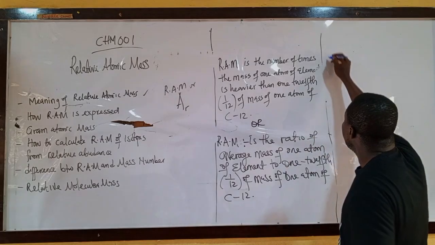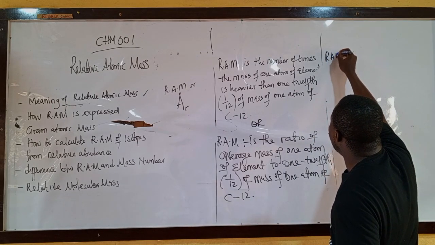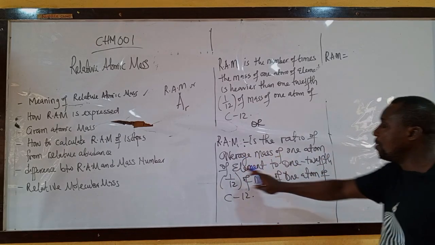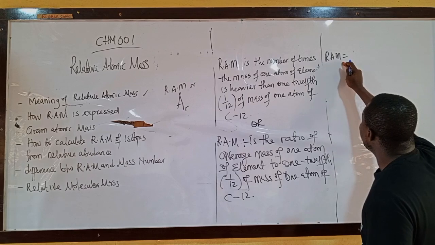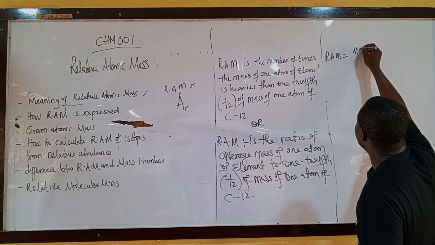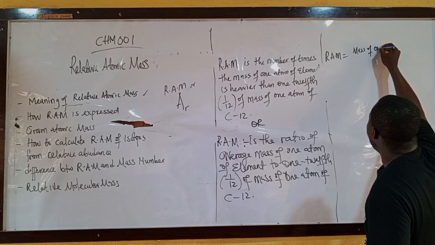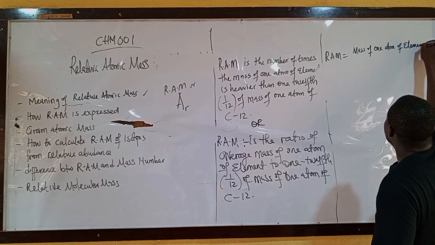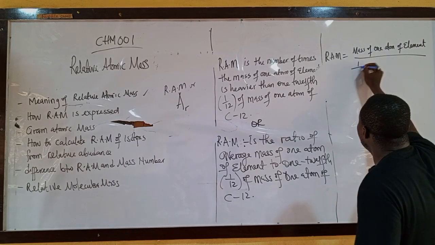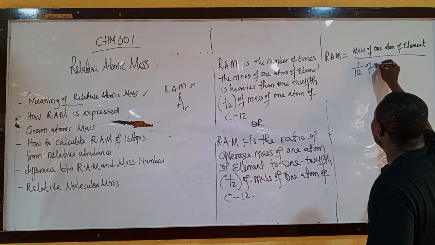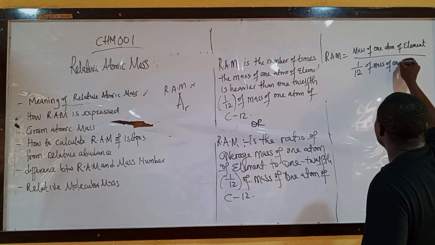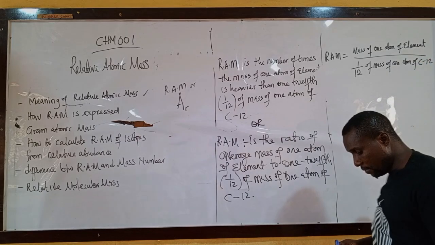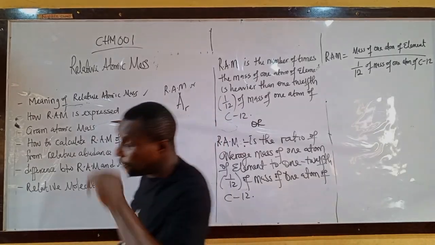I said relative atomic mass is the ratio of average mass of one atom of one element. That means relative atomic mass is mass of one atom of element over 1/12 of mass of one atom of carbon 12. Please take note of that formula.